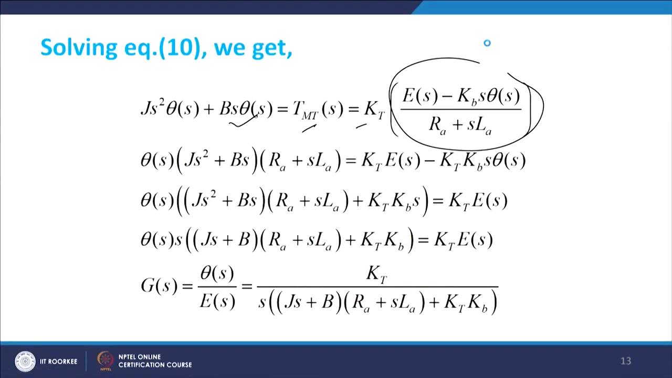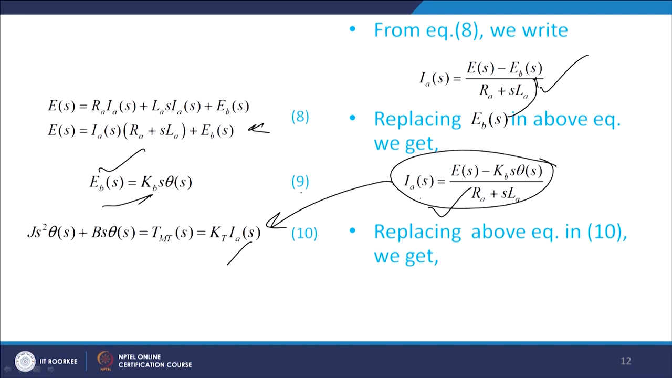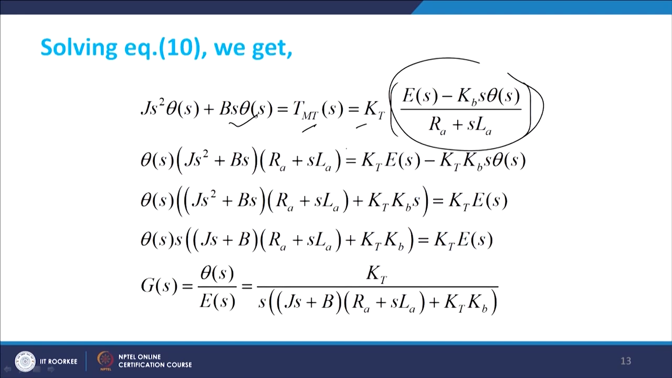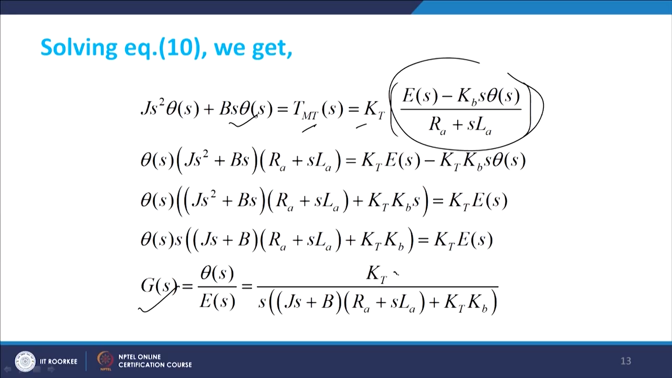So we have J S square theta of S plus B S theta of S equals TMT, which is KT into ES, this part. This part is basically your IA of S, this I of S. Now we are solving, cross multiplying, taking some elements common, and finally we have reached the expression for G of S equals theta of S by E of S equals KT over S times (J S plus B)(RA plus S LA) plus KT into KB.